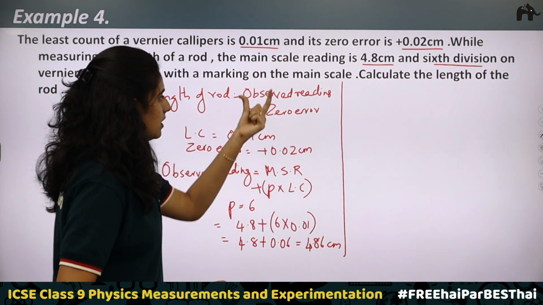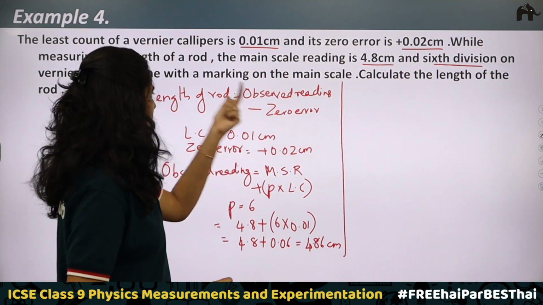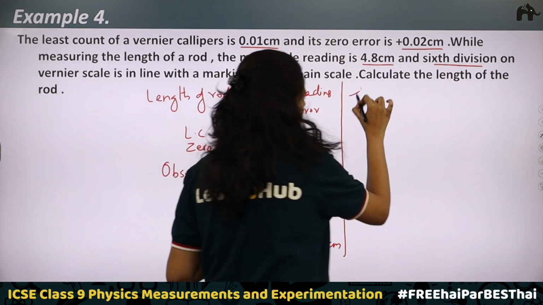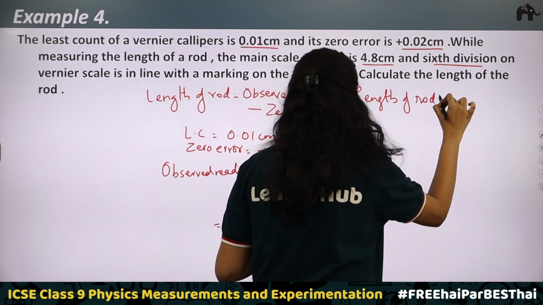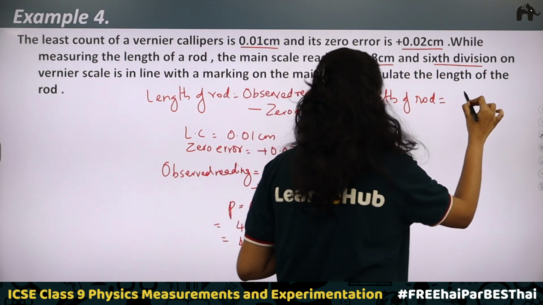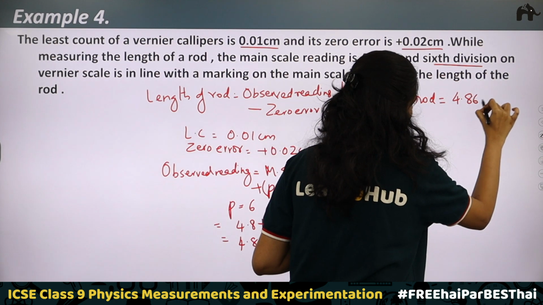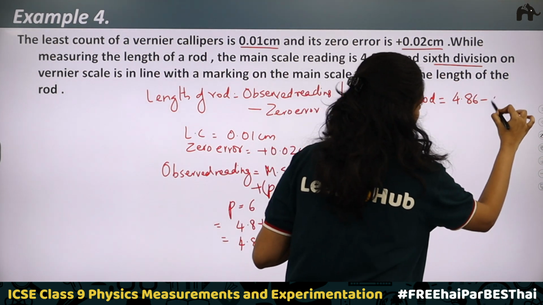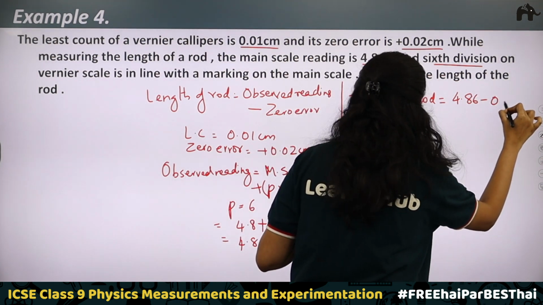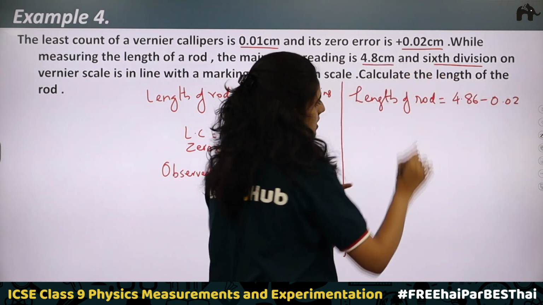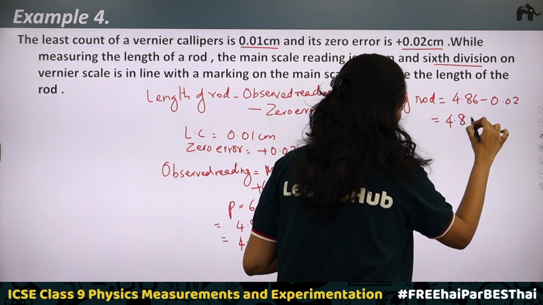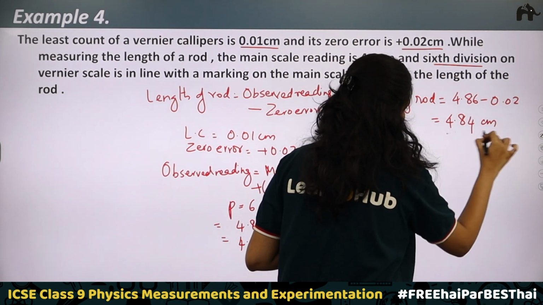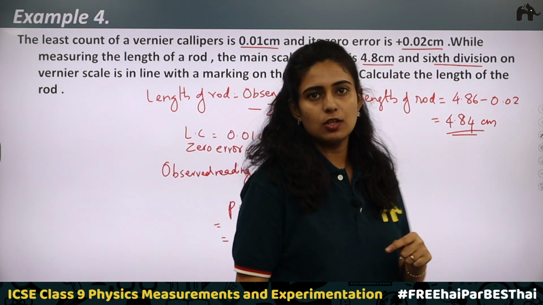Now from this observed reading, we will subtract the zero error to get the length of the rod. So length of rod is equal to observed reading, which is 4.86, minus zero error, that is 0.02. Here it is a positive sign. We will get 4.84 centimeter, which is the actual length of the rod.